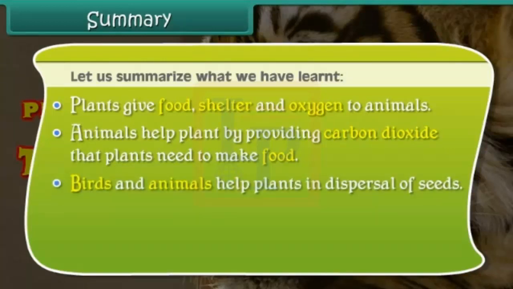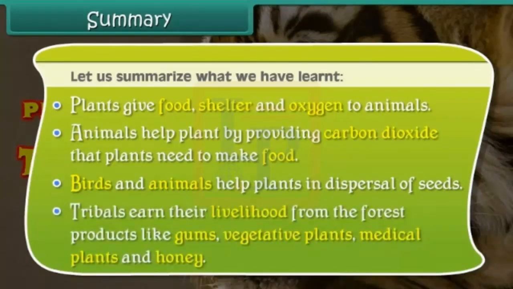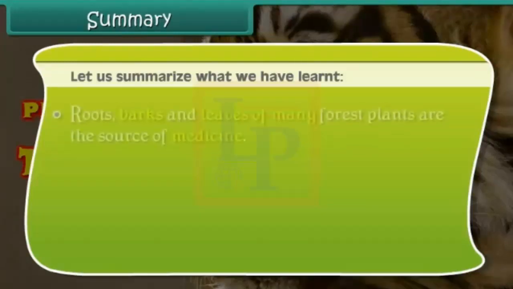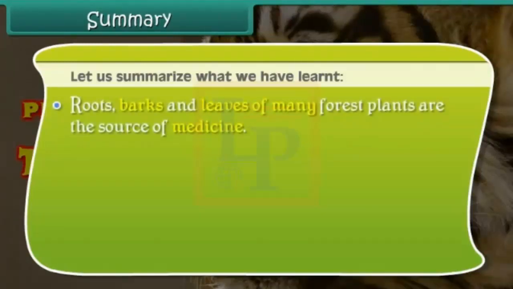Birds and animals help plants in dispersal of seeds. Tribals earn their livelihood from the forest products like gums, vegetable plants, medicinal plants, and honey. Roots, barks, and leaves of many forest plants are the source of medicine.